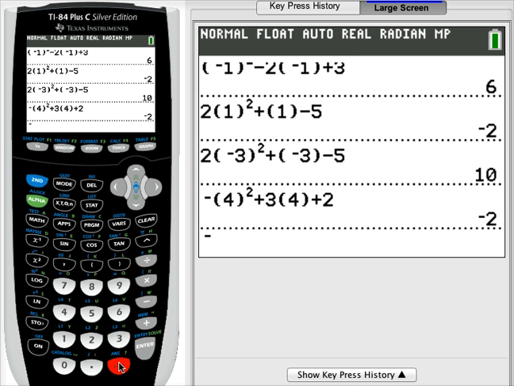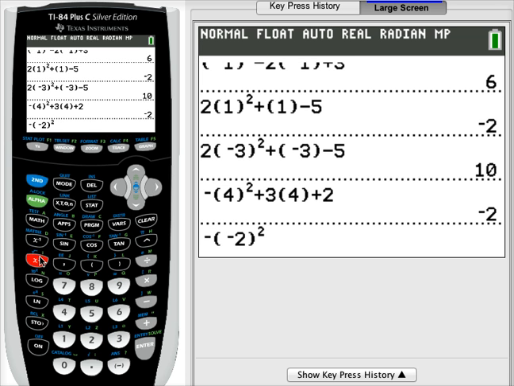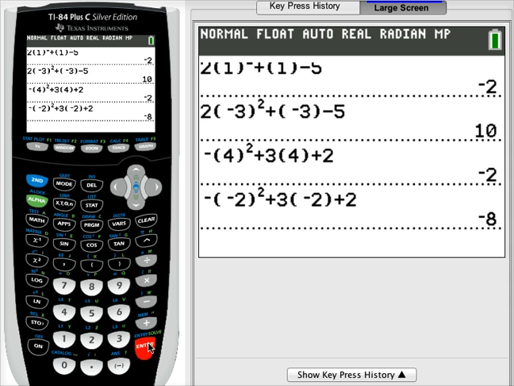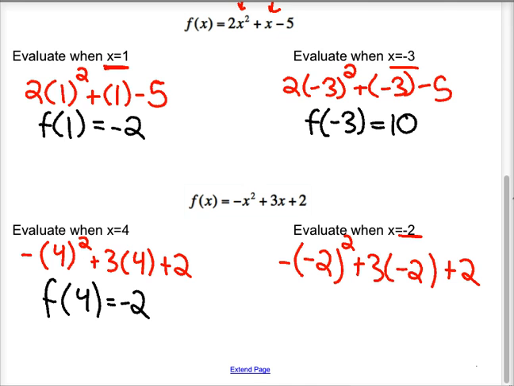So I have negative, and now -2 squared plus 3 times -2 plus 2. Again, making sure we're only putting in that -2 into our parenthesis. When we do, we get -8 as our answer. So I go back and I say, when I'm plugging a -2 to my function, I'm getting -8 for my answer.